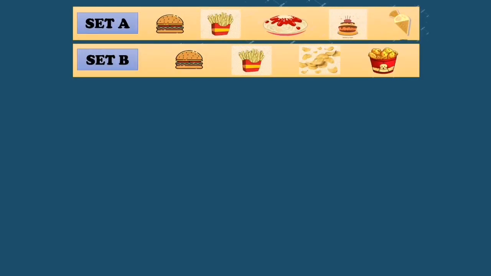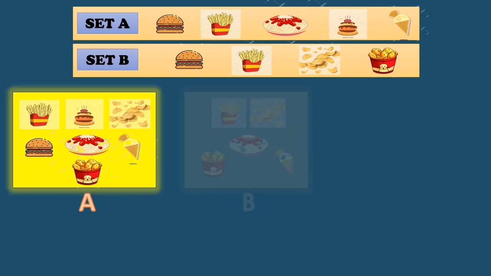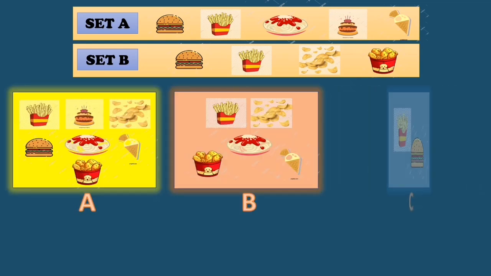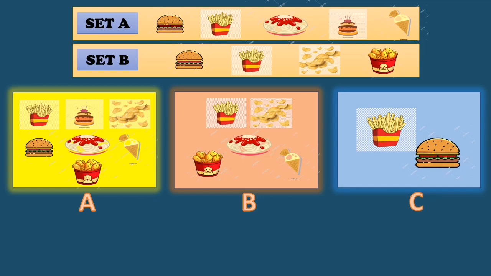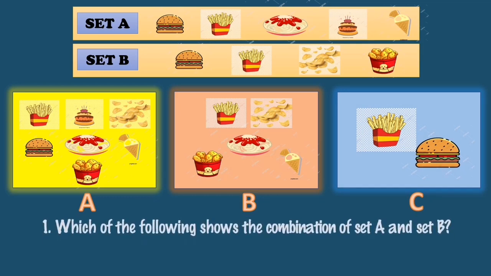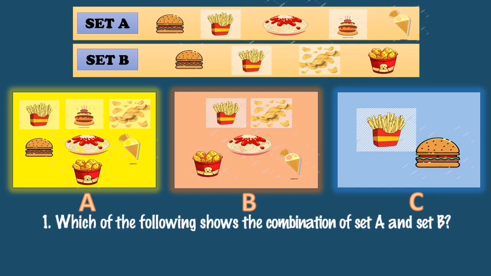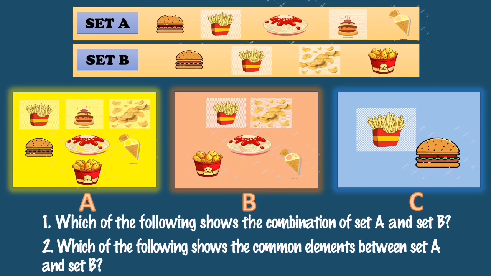Given the 2 sets, set A and set B, I want you to observe box A, box B, and box C. Let's answer the following questions. Number 1. Which of the following shows the combination of set A and set B? Number 2. Which of the following shows the common elements between set A and set B?